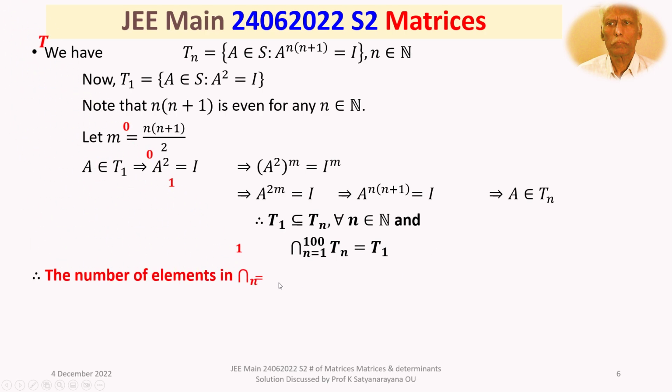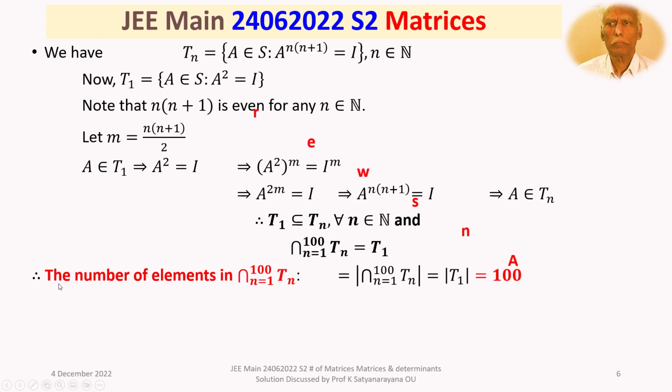So we answer the question now. The number of elements in the intersection of Tn, n equal to 1 to 100, is the order of that intersection, which is T1. So this will be equal to the order of T1, that is 100. That is our answer. And it is definitely a good question, based on counting the number of matrices.